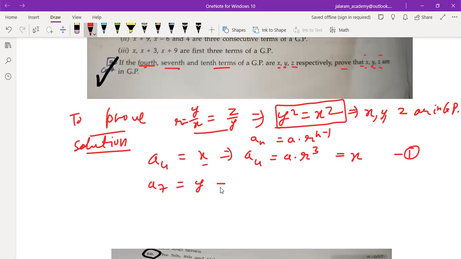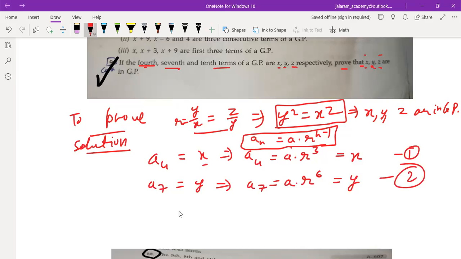Next is the seventh term. A7 equals y is given. A7, we know, equals a into r to the power 7 minus 1, using the same formula, nth term equals a into r to the power n minus 1. A7 equals a into r to the power 6, which is y. And next is the 10th term, A10 equals z. It implies, as we know, A10 equals a into r to the power 9. So it is equal to z. So this is equation number 3.